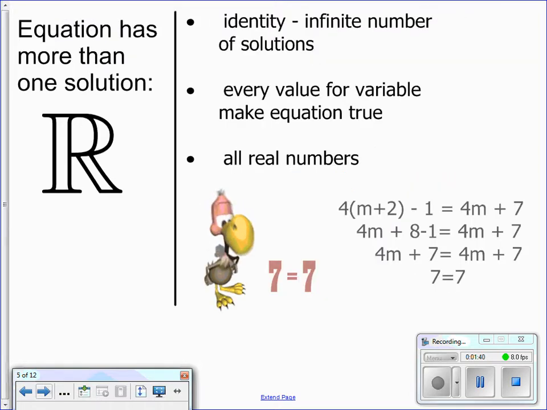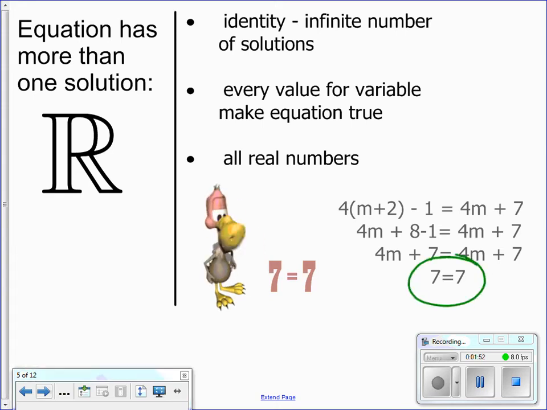Other times, you have more than one solution, and we call that identity, and that means there's an infinite number of solutions. So again, we solve the equation, and we get down to a statement that is true. 7 equals 7. 7 does equal 7, so that means I can put any number in for m and be able to solve this.